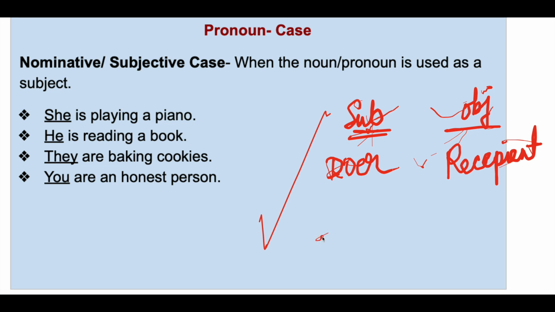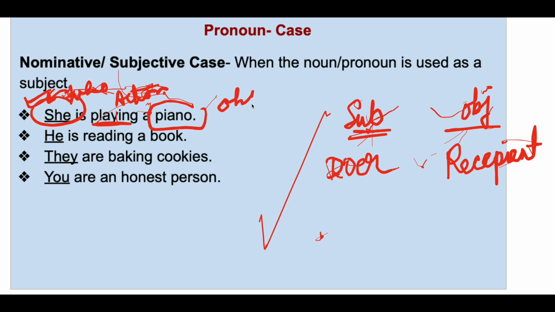Like if I say she is playing a piano. So who is playing a piano? She. And what is she doing? Playing. So this is the action. This is the action or the verb. And who is doing it? She is doing. So she is the doer. So she is the subject. And this playing is received by whom? It is received by piano. So piano is the object over here.